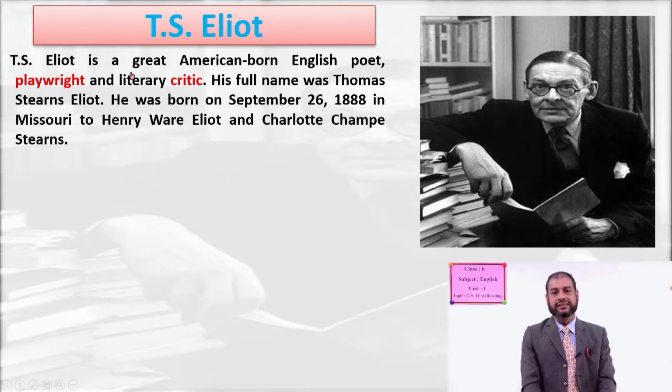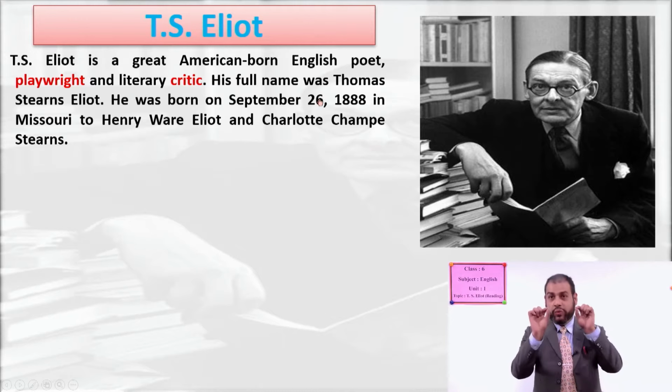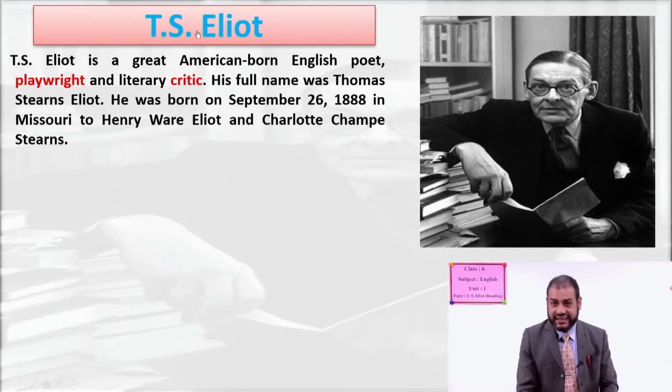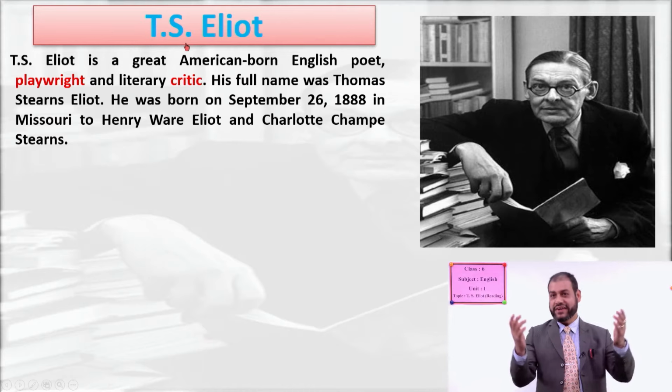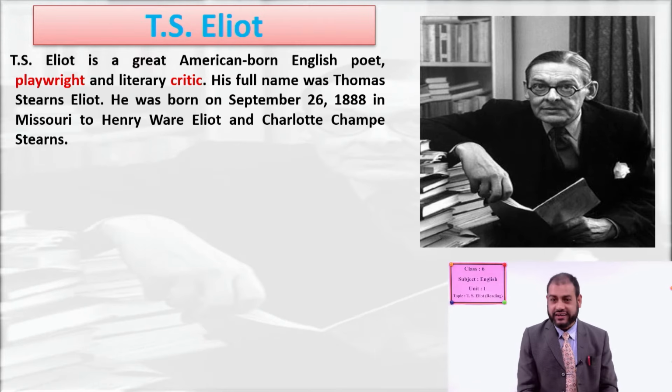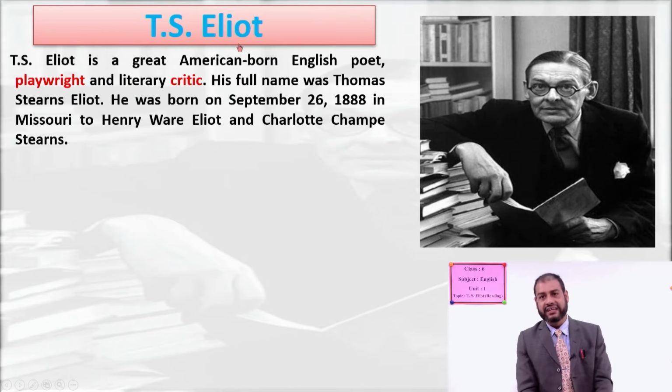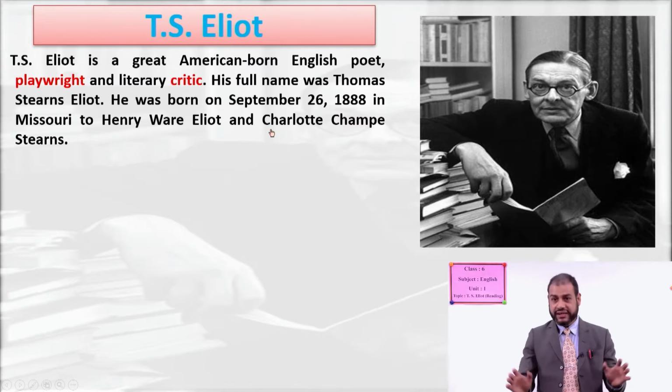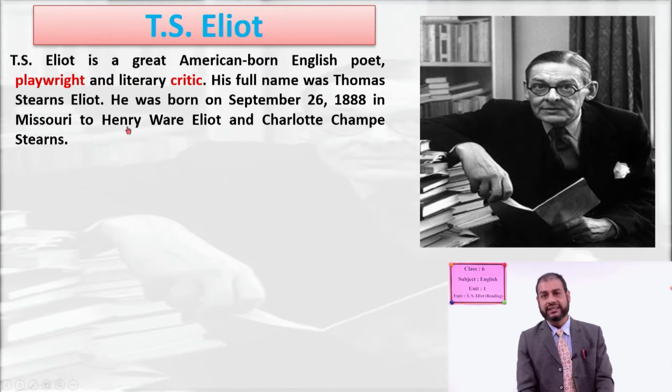T.S. Eliot is a great American-born English poet, playwright, and literary critic. Now I think you are thinking, what is the full name of T.S. Eliot? Your answer is here. So what was his full name? His full name was Thomas Stone Eliot. Okay? In literature, in short form, he writes T.S. Eliot. Okay? So his full name is Thomas Stone Eliot.